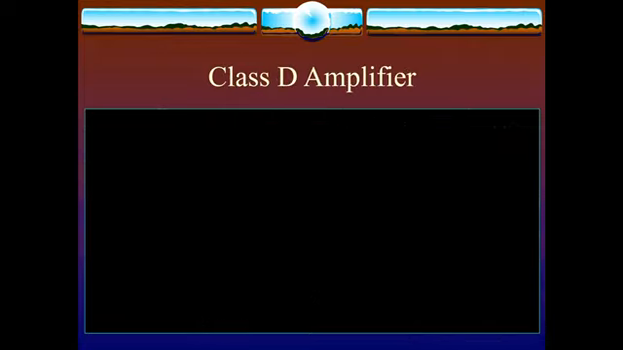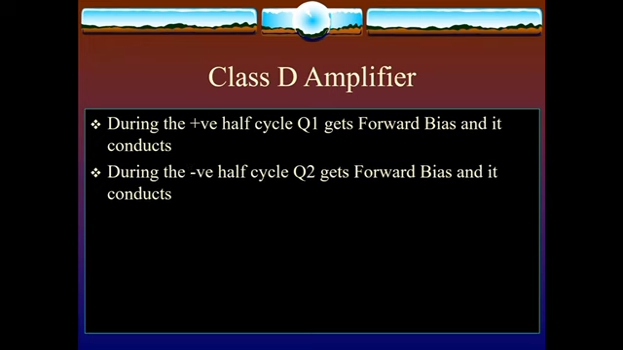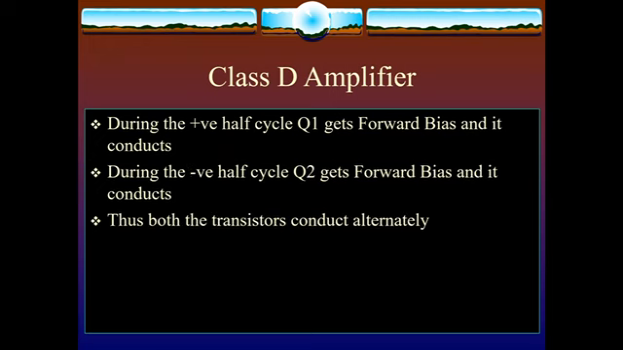Next is going to be your class D amplifiers. During the positive half cycle, Q1 gets forward biased and it starts conducting. During the negative half cycle, Q2 gets forward biased and it starts conducting. Thus, both the transistors conduct alternately. The amplifier works for 360 degrees in the case of the class D amplifier.